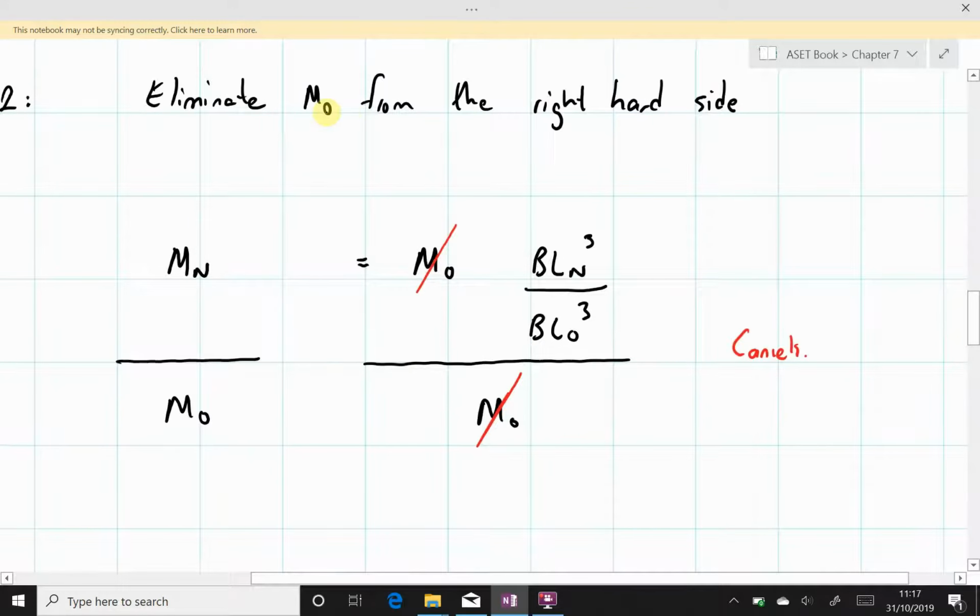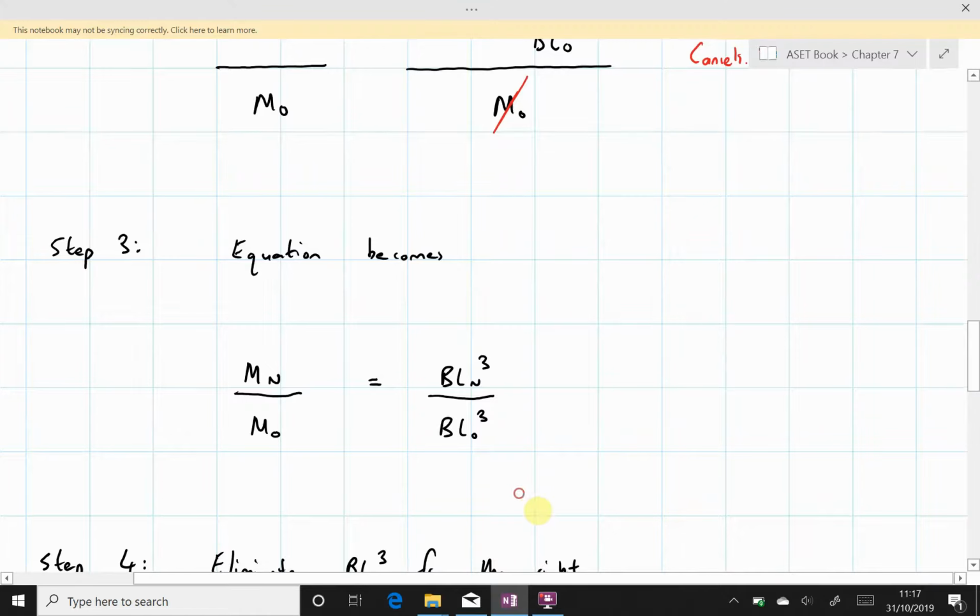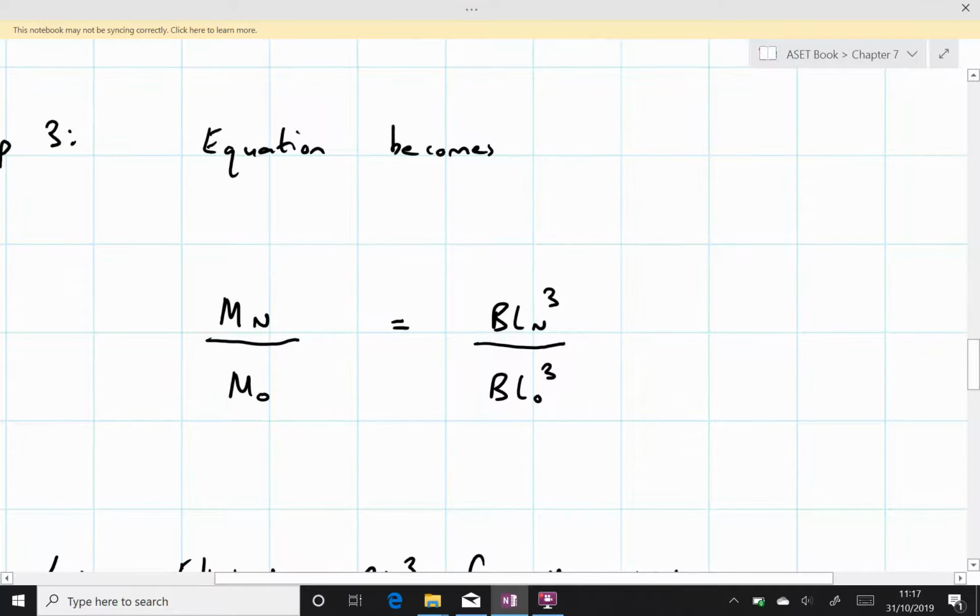I've decided to try and get rid of M0 from the right hand side first of all, and if we're trying to eliminate M0 from the right hand side, we need to divide both sides of the equation by M0, and the M0 and the M0 here would cancel out. The equation can then be rewritten as indicated on the screen now.